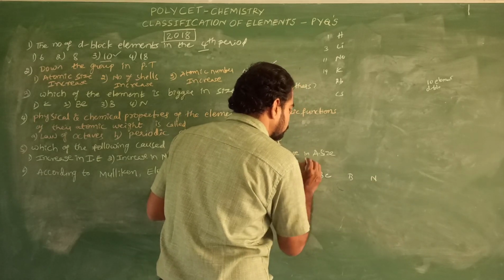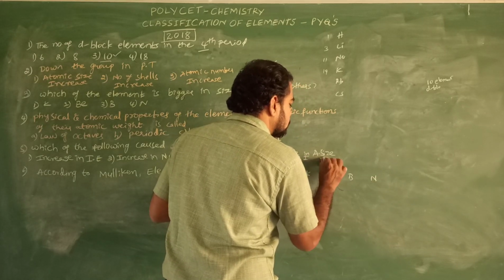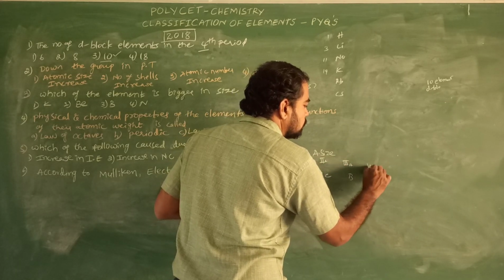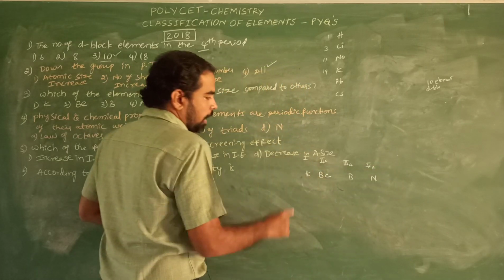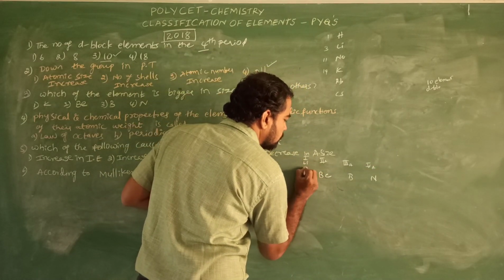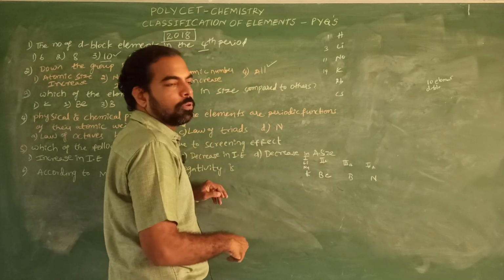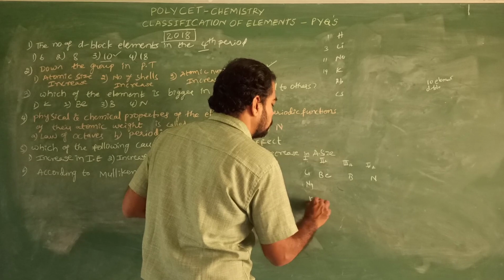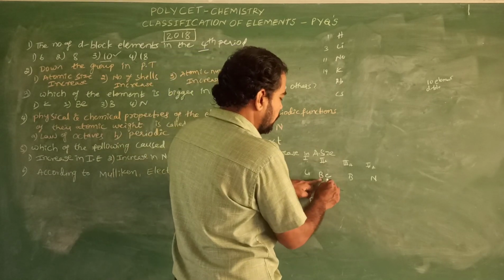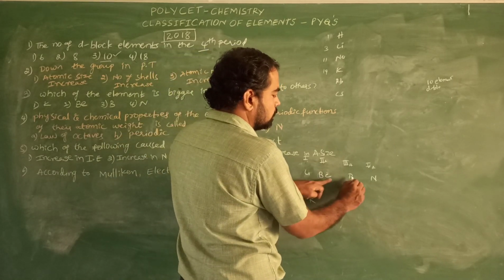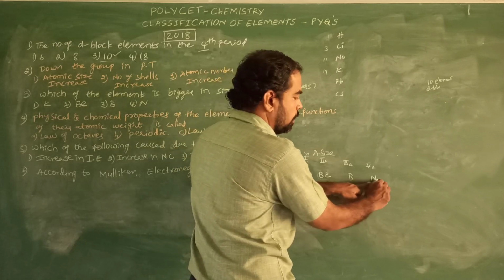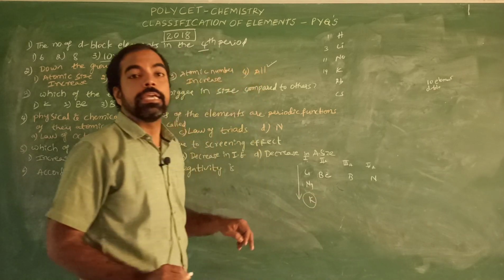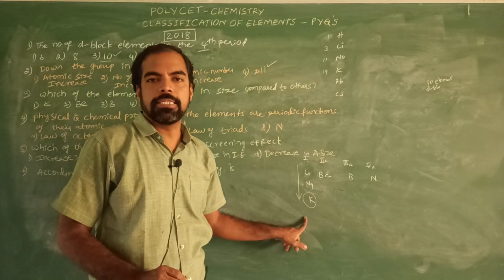First group, this is the second group, second A, third group, third A, this is the fifth A. Here in first group, lithium is present, sodium is present, next potassium is present. Otherwise, write like this: lithium, sodium, potassium. Here next one is beryllium, second group, boron and nitrogen. Down the group what happened? Atomic size increases.